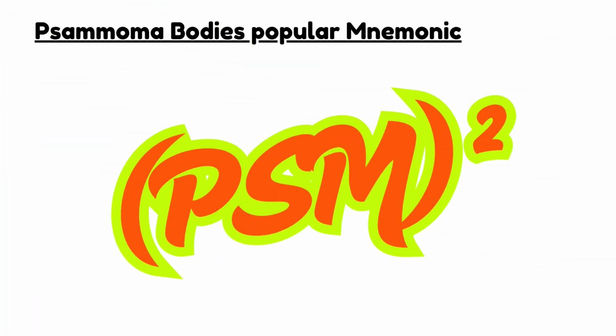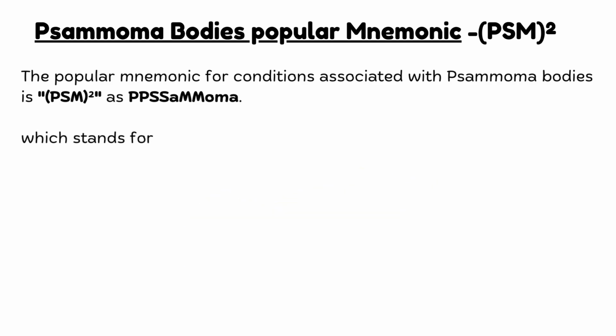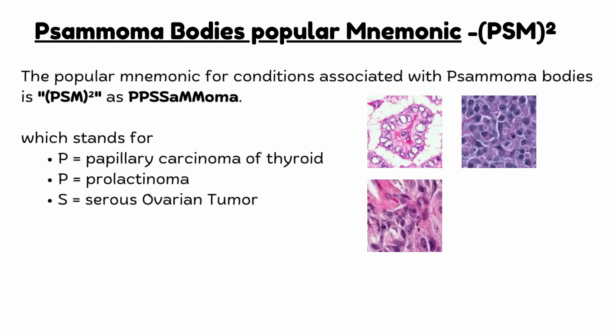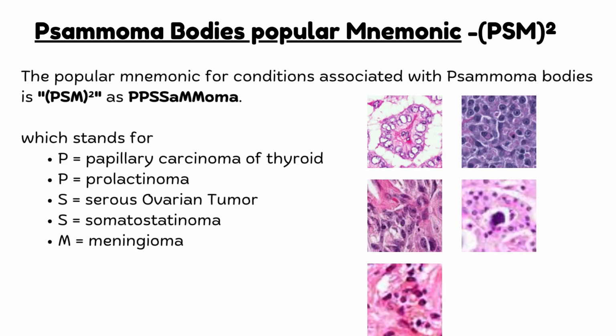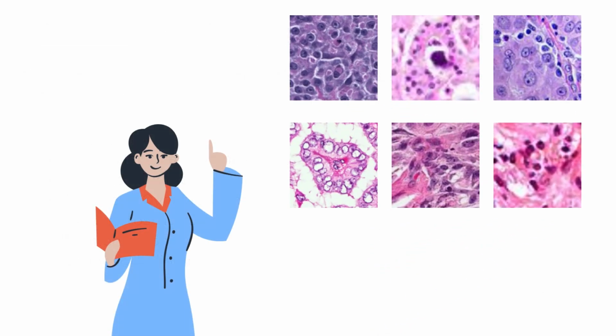Psammoma bodies popular mnemonic. PPSSaMMoma. The popular mnemonic for conditions associated with Psammoma bodies is PPSSaMMoma, which stands for papillary carcinoma of the thyroid, prolactinoma, serous ovarian tumor, somatostatinoma, meningioma, mesothelioma. To wrap it up, Psammoma bodies are tiny but significant structures in pathology.